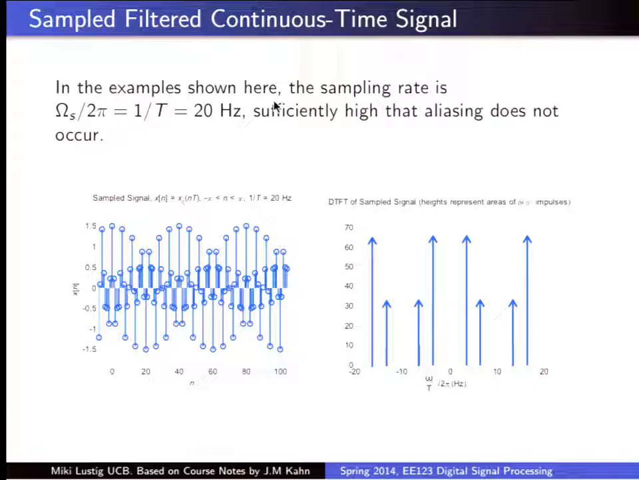So now the DTFT of this sampled signal, or the DTFT effectively of those samples, looks like this, where this is 0, pi, and 2 pi in omega. And it repeats over and over again. Any questions?